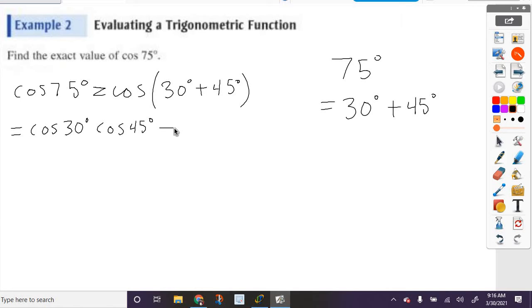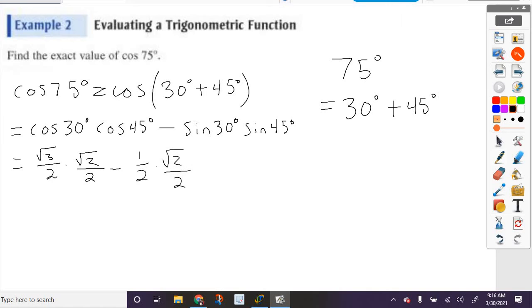Remember that it's the opposite sign, so because I have addition on the inside of my parentheses, I'm going to have subtraction whenever I have my two terms separated. And then I'm going to have sine of 30 degrees times sine of 45 degrees. And then again from there, it's just using our unit circle. And so our unit circle is going to be very, very important that we know it. So we have cosine of 30 degrees, so that's going to be the square root of 3 over 2. Cosine of 45 degrees is going to be the square root of 2 over 2. Sine of 30 is 1/2, and sine of 45 is the square root of 2 over 2.